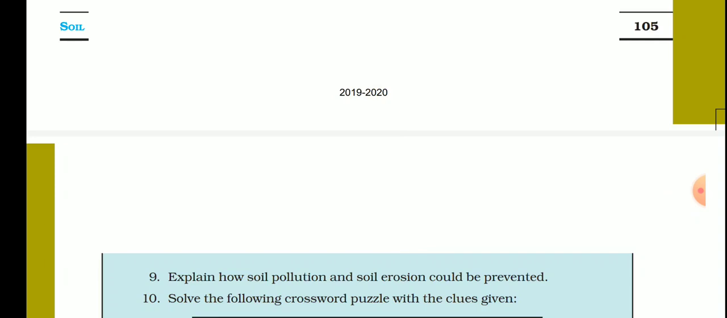Next, soil erosion can be prevented by, first point, planting more and more trees in a region. Second, by not cutting the trees, or you can say by stopping deforestation, and stopping overgrazing of animals. So these are the two ways in which soil erosion could be prevented.